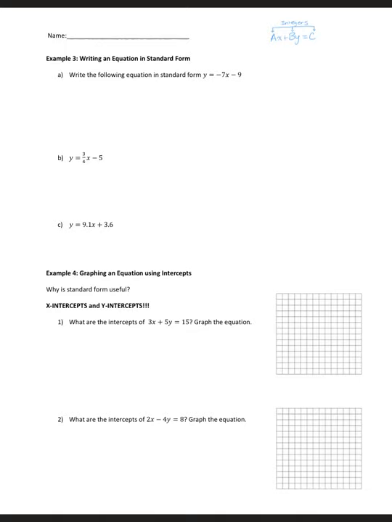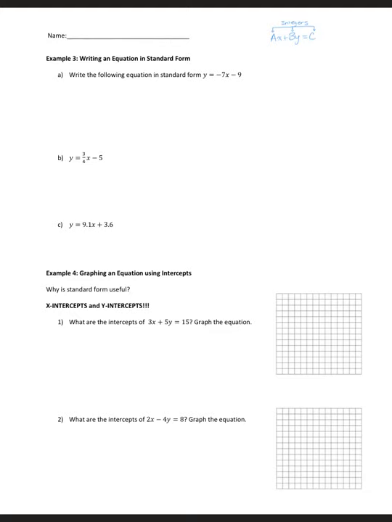Okay, so now we're going to talk about example 3 and 4 and why we have this thing called standard form. So if you remember, standard form is ax plus by is equal to c. And the reason we call it standard form is because a, b, and c need to be integers, which means that there is no fractions, no decimals, only whole numbers. They can be either positive or negative, but they have to be integers.